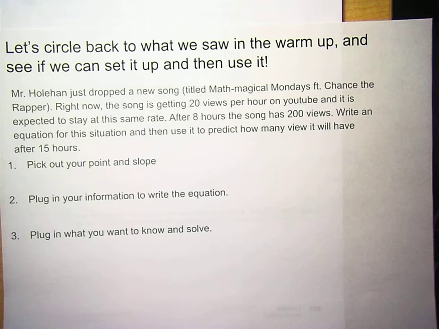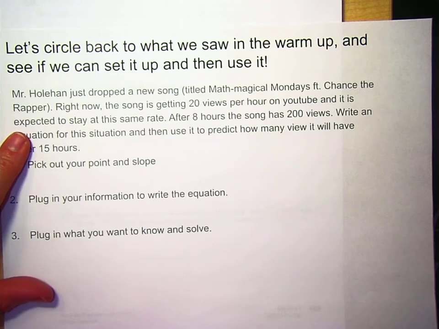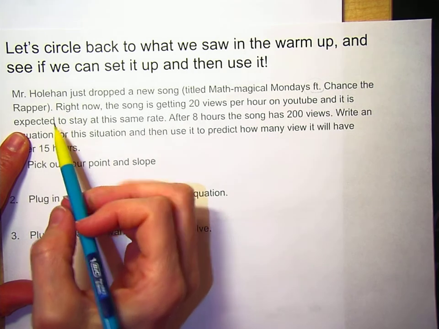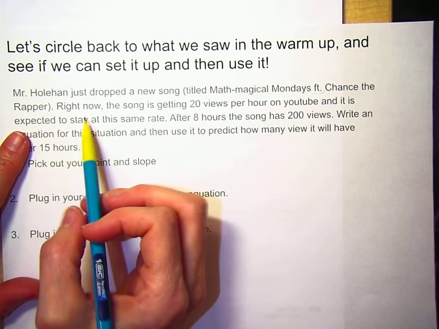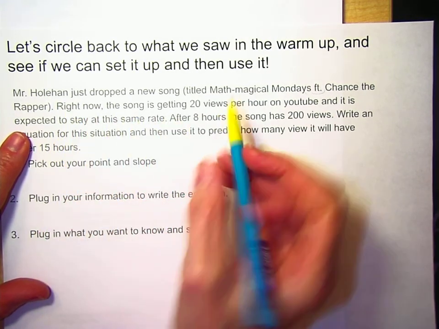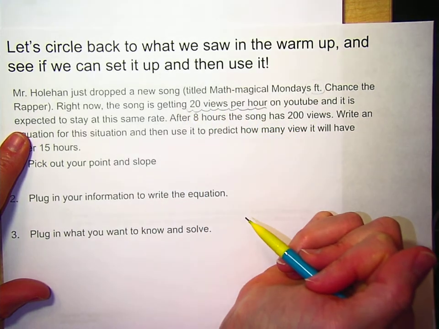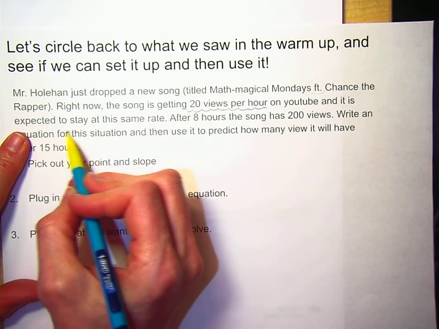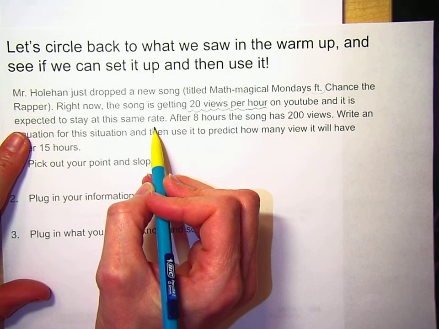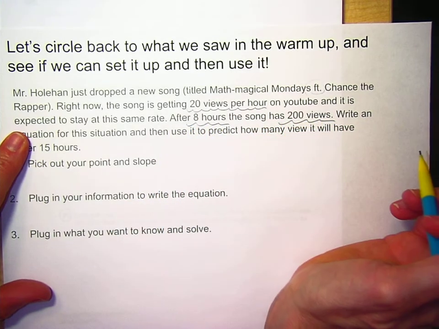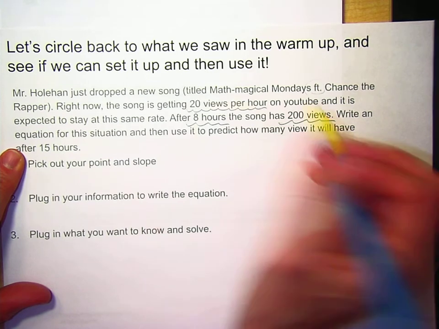So let's read this. So Mr. Houlihan just dropped a new song entitled Magical Math Mondays by, I don't know what that's supposed to be, by Chance the Rapper maybe, although Mr. Houlihan dropped it. So right now the song is getting 20 views per hour. This I think is going to be important, so I'm going to put some squigglies under there, draw some attention to it. On YouTube it is expected to stay at this rate. After 8 hours, the song has 200 views. Write an equation for this situation.